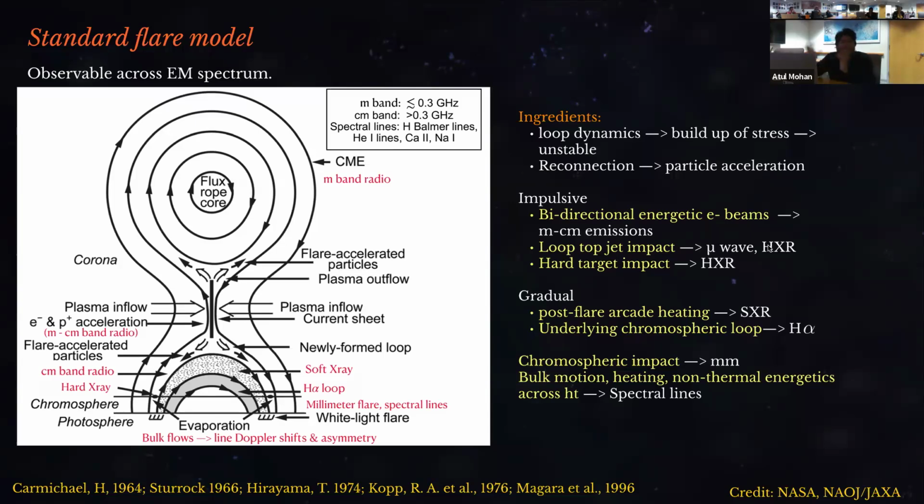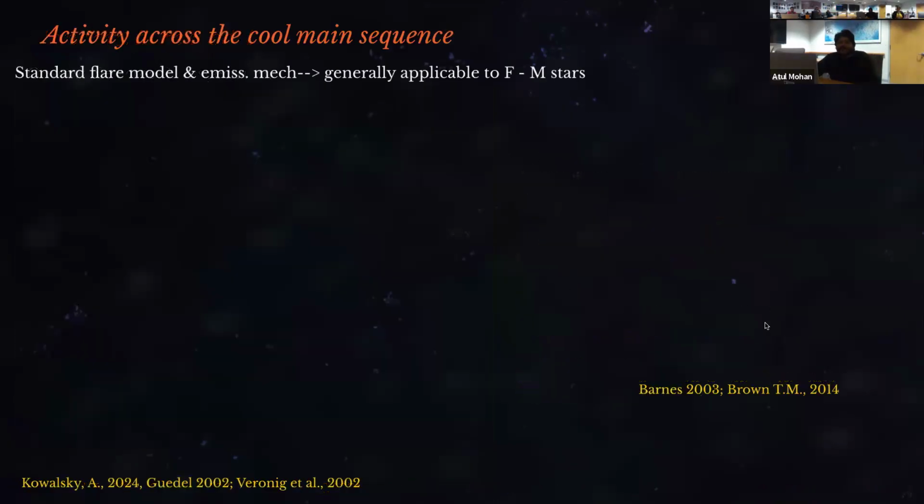And after this impulsive phase connected to the reconnection, you have the gradual phase, which is the heating of the plasma structures involved, which is usually seen as H alpha continuum, or as soft X-ray emission, and also emission across several spectral lines. So this is the standard flare model, which we have compiled over the years of solar observations. Now the question is, I called it the standard flare model.